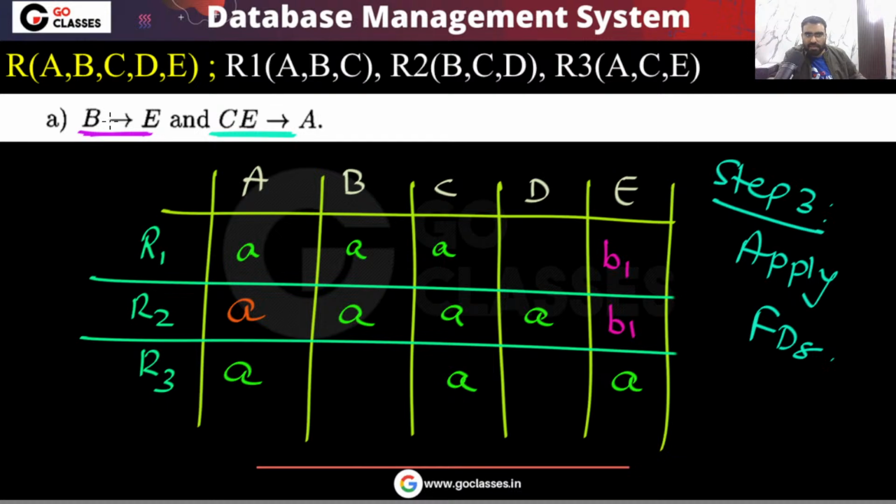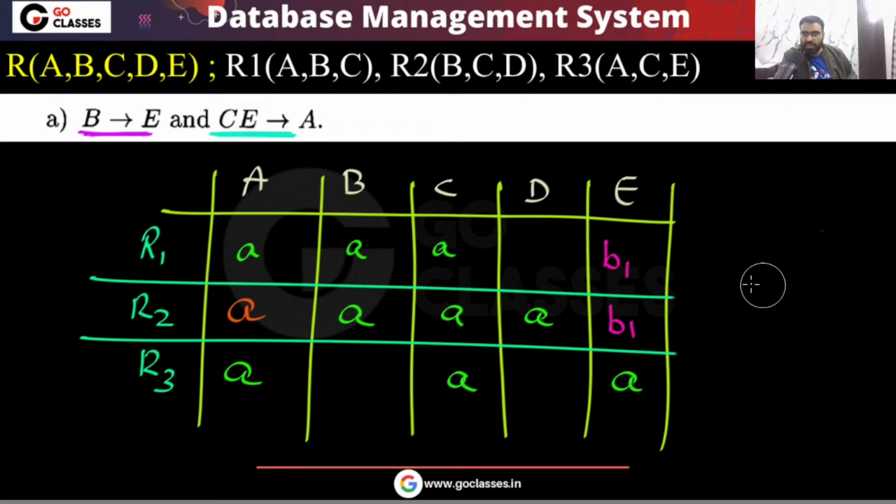You can try. If you apply this FD, then also no changes. So if you apply the FDs, now there will be no changes. Okay. So now you can notice that there are no changes and there is no row with all A entries. Did you notice there is no tuple where all the entries are A? Like here we don't have all the entries are A.